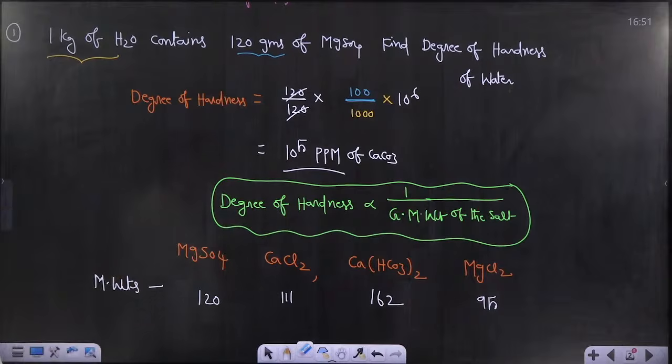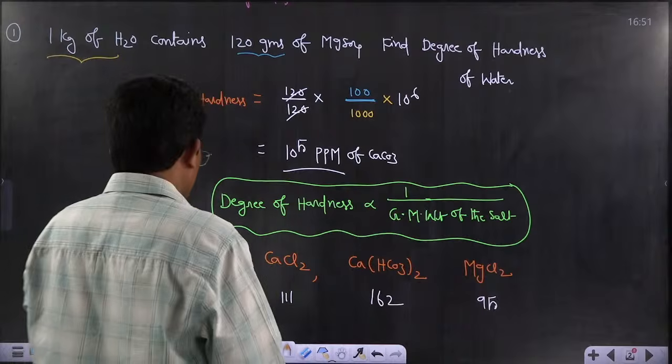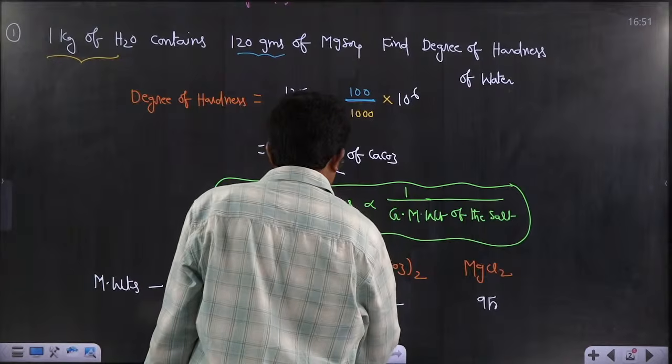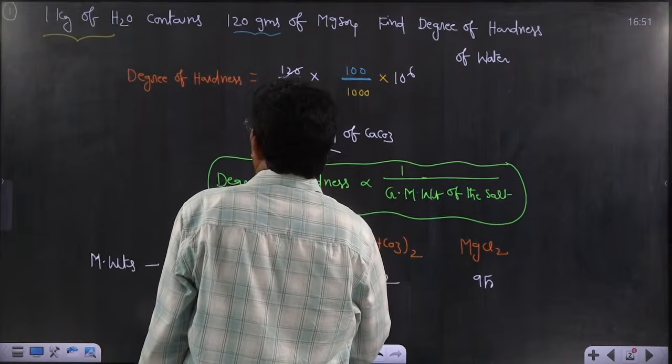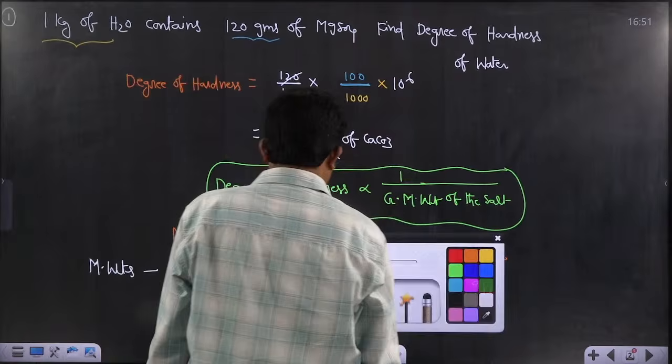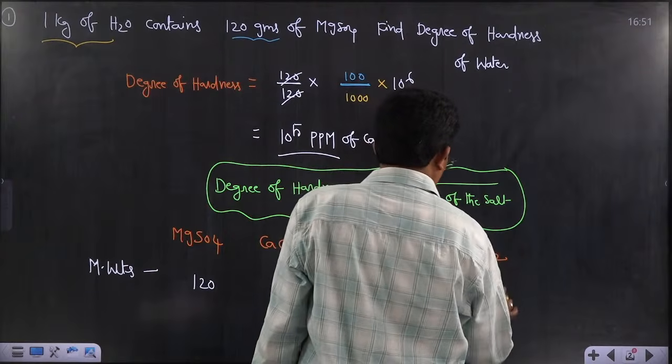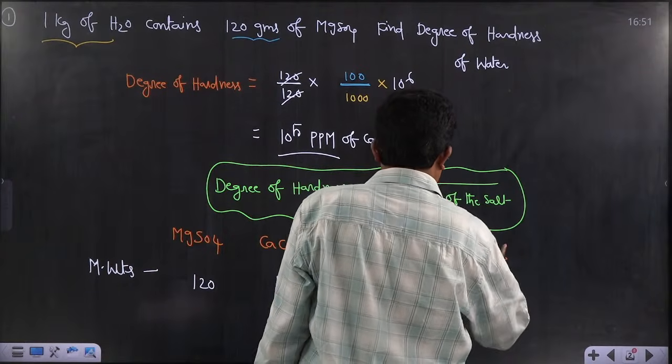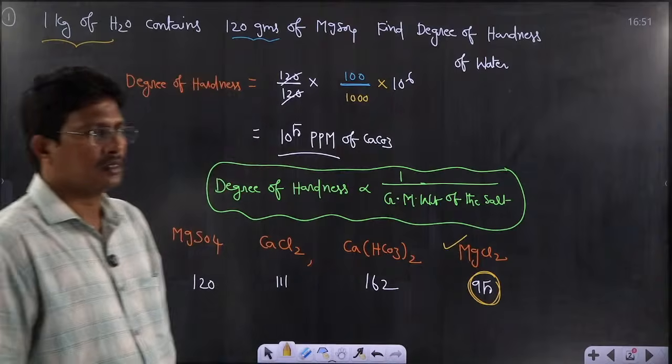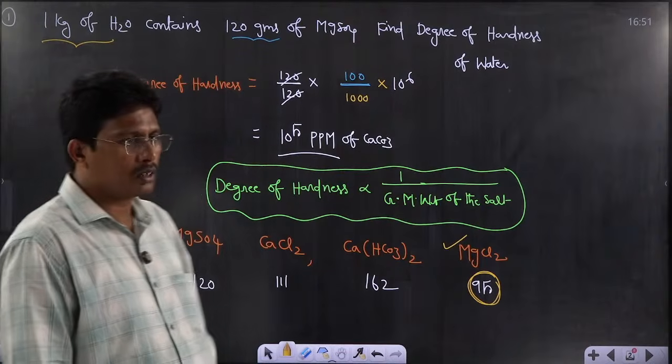Among these salts, which one causes greater hardness to water? Hardness is inversely proportional to molecular weight. So, the least molecular weight salt, MgCl2, causes greater hardness to water.